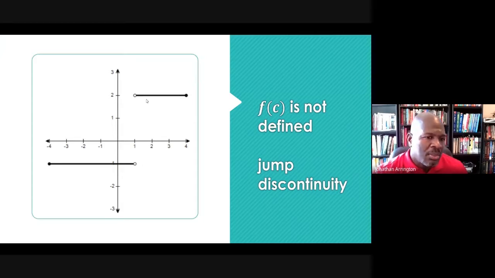A jump discontinuity is a type of non-removable discontinuity. But from a graphical standpoint, what it looks like is quite easy to see, and we've talked about it before. The function just jumps to a different value at the given x value which you're investigating.